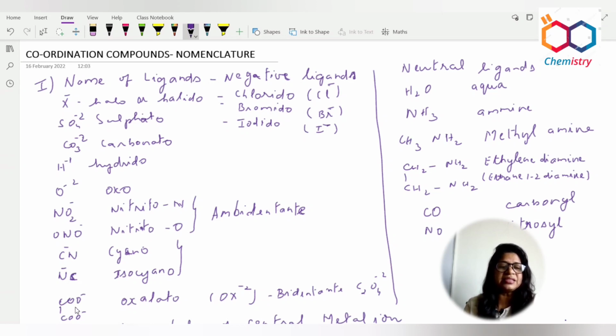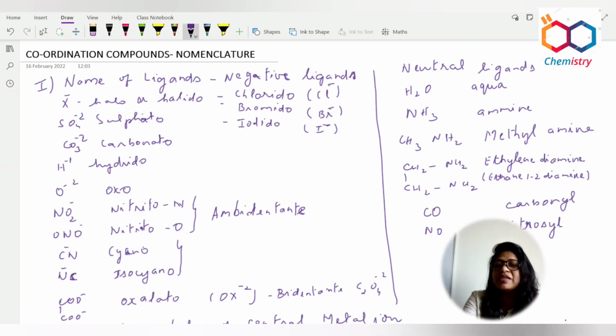Now look at the next ligand. This is a bidentate ligand. Oxalic acid is COOH, COOH. Remove 2 H plus ions and you get the oxalate ion. The name of this is oxalato, or you generally represent it as ox 2 minus. It is a bidentate ligand and its formula is C2O4 2 minus.